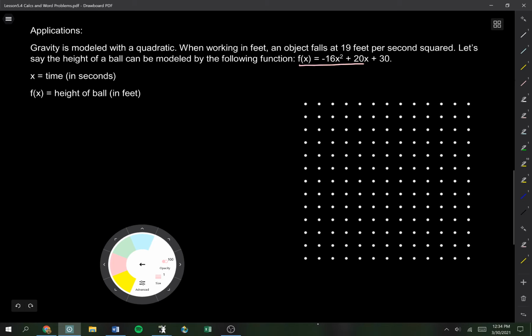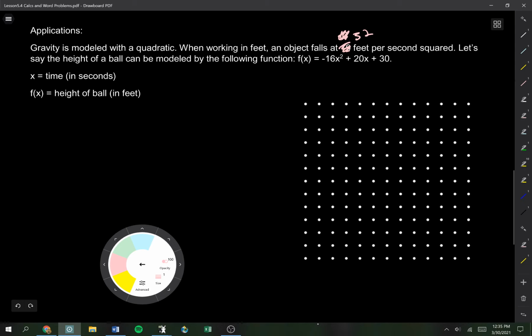We're going to use this equation here to model the height of a ball thrown in the air. See, gravity pulls objects down to the earth at 16 feet per second squared. So every second, the ball is falling 16 feet faster. It actually might be 32. It is 32. This number, negative 16, is correct, but it's 32 feet per second squared.